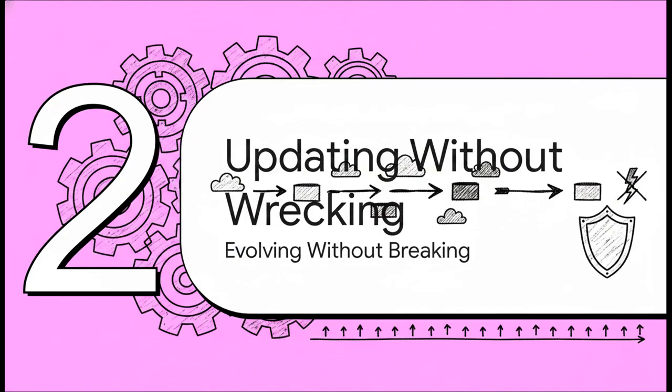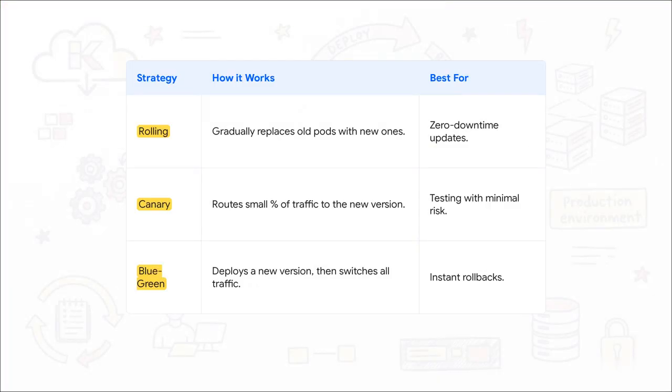No downtime allowed. Okay, this is where it gets really cool because we have options. The most common one is a rolling update. Kubernetes just gradually replaces old pods with new ones, one by one. It's perfect for most standard updates. But what if you're a bit more cautious? You could do a canary deployment. Here, you send just a tiny bit of traffic, say 5%, to the new version. It's a great way to test a risky new feature in the wild.